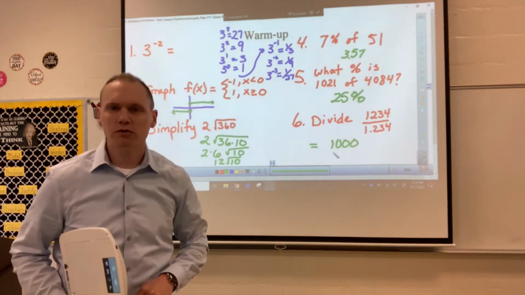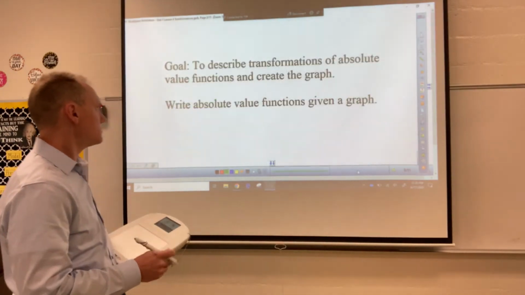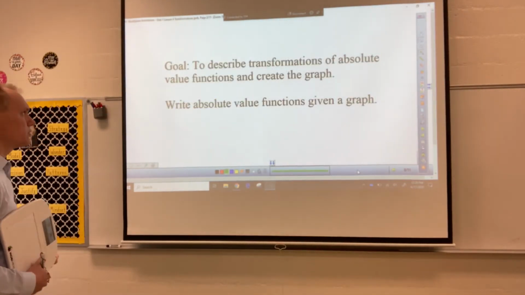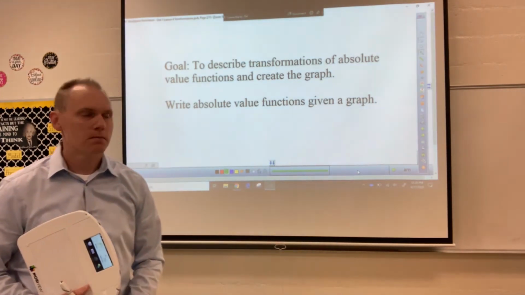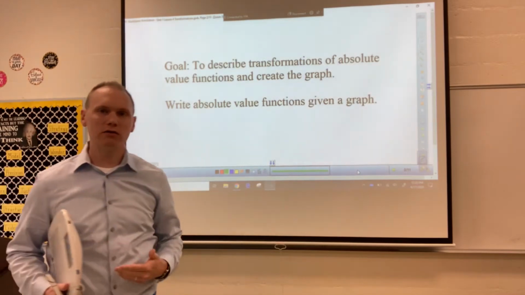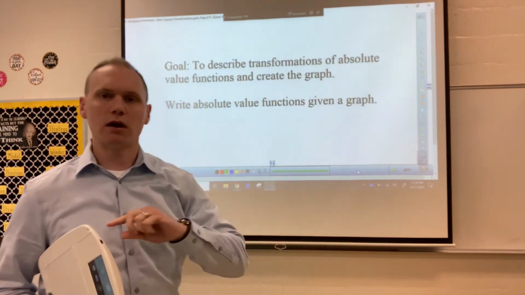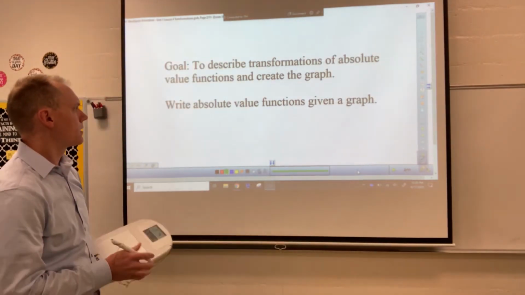Let's go ahead and move on to our topic for today. Again, it's absolute value functions. So that's our goal, to describe transformations of absolute value functions and create their graphs, but also to go backwards and write absolute value functions given a graph. So to go both ways between a function and its graph and then backwards.